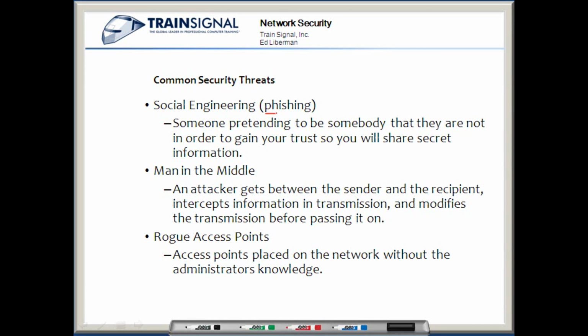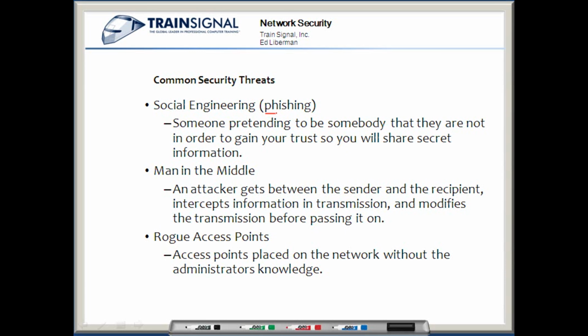Now, sometimes a man in the middle will only intercept the information just for the point of gathering and stealing the information. But very often, a true man in the middle attack will be somebody who will then alter the transmission so that the people involved think that the person they're communicating with is making different requests than what they're really making, and then they divulge information that they otherwise would not send in that transmission.